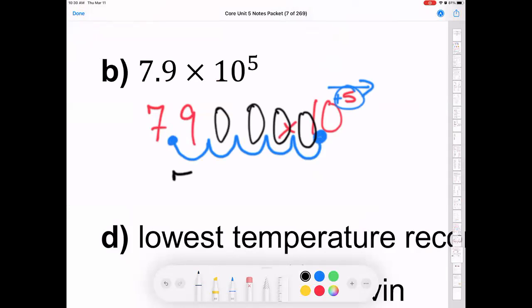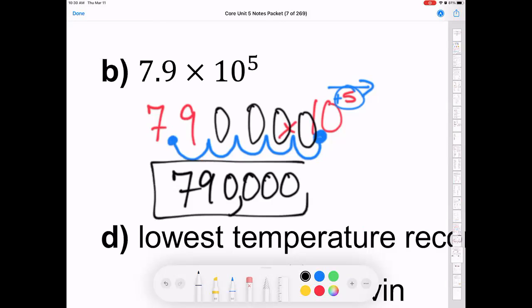So it looks like this number comes out to be 790000. Again, commas usually help at this point, help distinguish what it is. So 790,000. All right. And that would be our solution there.